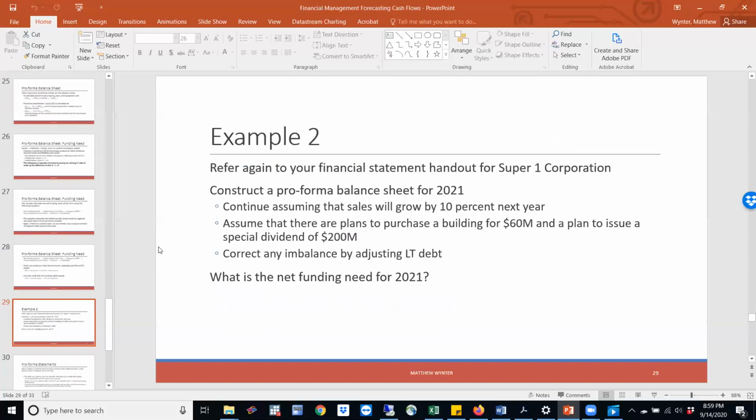So let's solve an example together. Refer again to your financial statement handout for Super One Corporation. We're going to construct a pro forma balance sheet for 2021. We're still going to assume that sales are going to grow by 10% next year. We're going to keep all of our same assumptions. There's going to be a capital expenditure of $60 million, and there's also going to be a special dividend of $200 million. We're going to correct any imbalances by adjusting long-term debt. Hopefully we can see what our funding need will be for 2021.